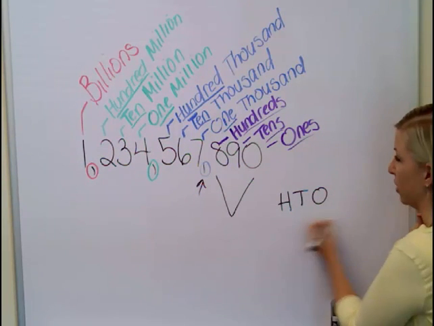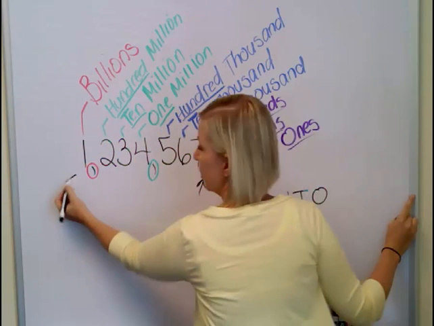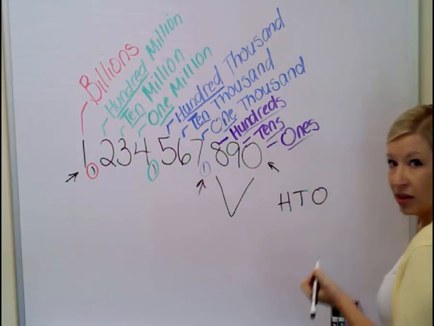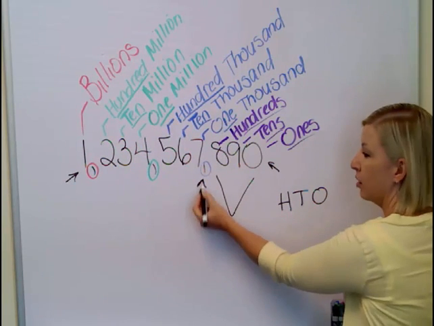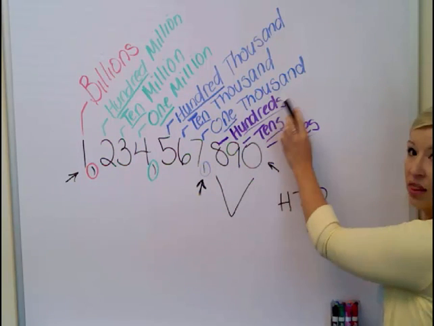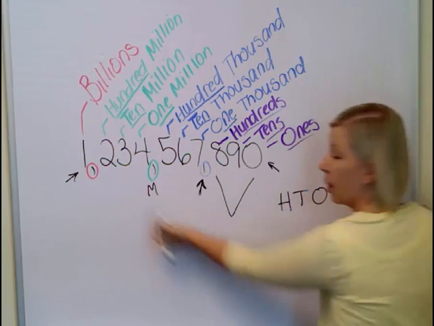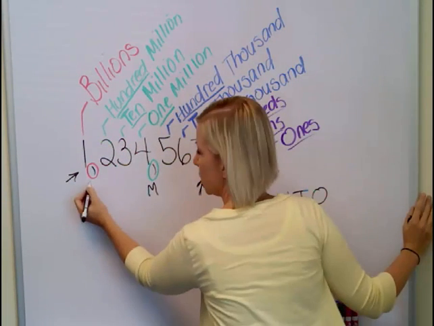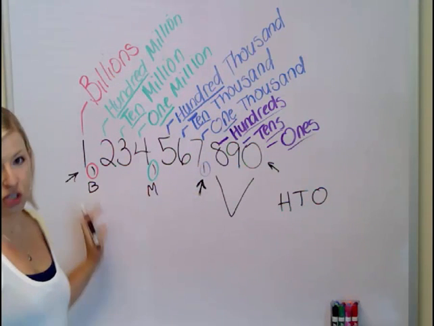So we go from right to left. The smallest place is here. The biggest place is over here on the left-hand side. And then you want to remember that when you see a comma, you have a name change. So first comma, thousands. Next comma, millions. Next comma, billions. So you always want to remember that the commas change the name, and it's really easy.